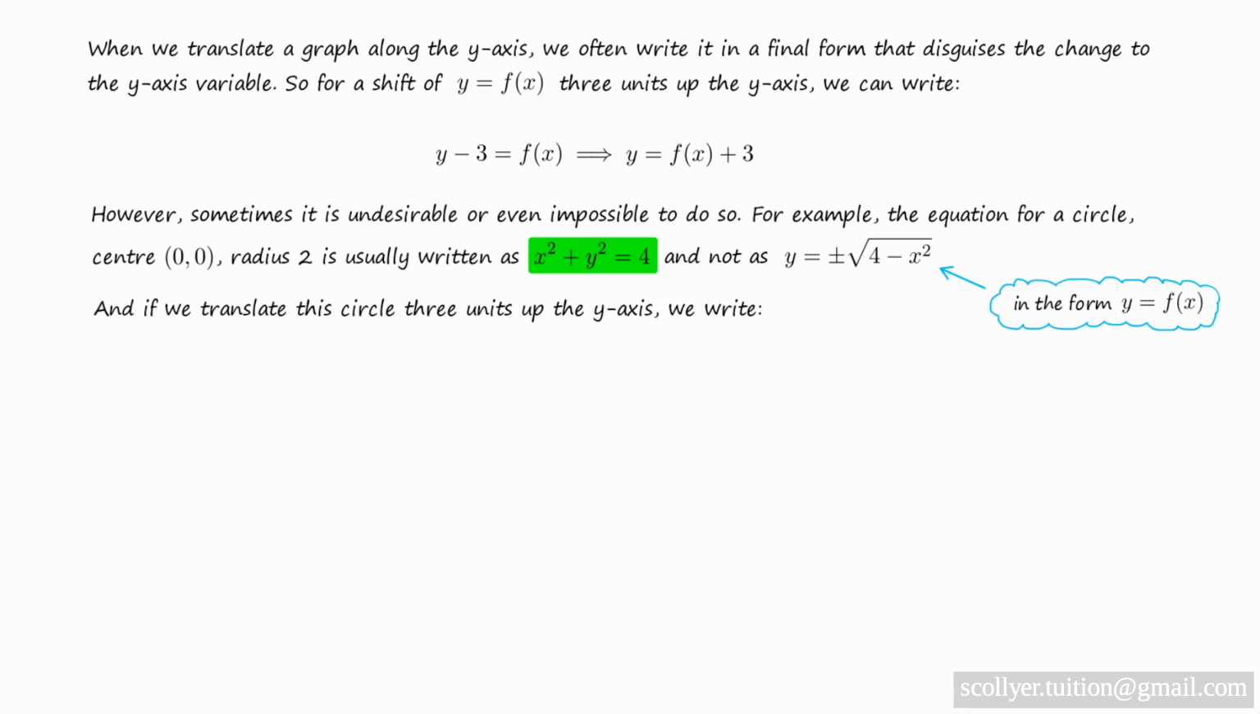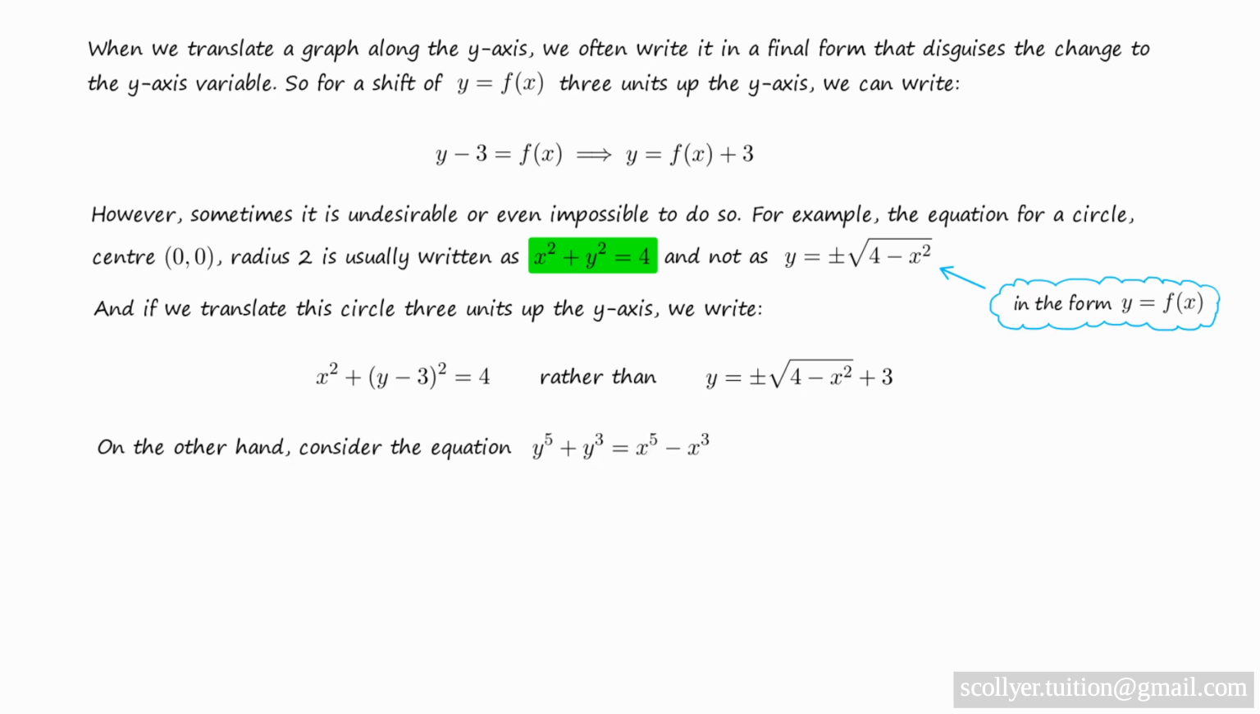And so if we translate this circle 3 units up the y-axis, we write x squared plus y minus 3 squared equals 4, rather than y equals plus or minus the square root of 4 minus x squared plus 3, which is a pretty unpleasant expression. Now consider the equation y to the 5 plus y cubed equals x to the 5 minus x cubed. It turns out that it's impossible to write this equation in the form y equals f of x or x equals f of y.